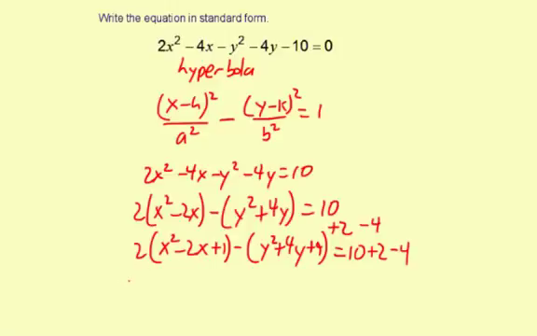Now I'm going to rewrite it as binomials squared. 2 times x minus 1 quantity squared minus y plus 2 quantity squared equals 10 plus 2 is 12. 12 minus 4 is 8, so equals 8. Now we want it equal to 1, so divide everything by 8.